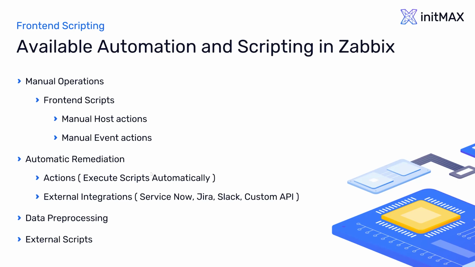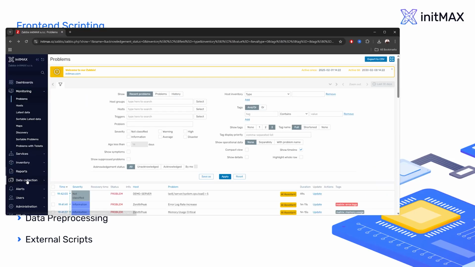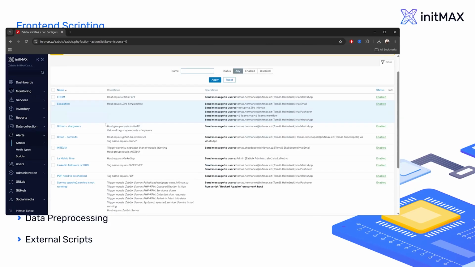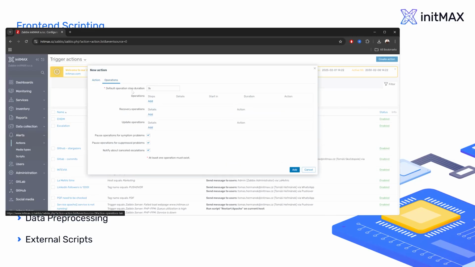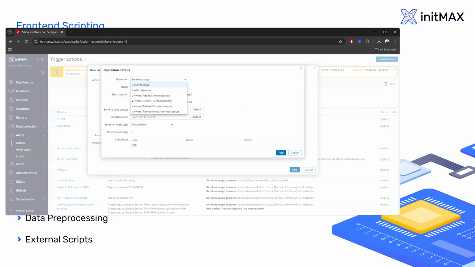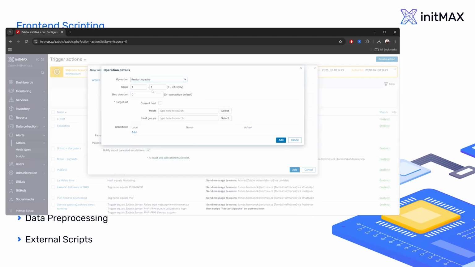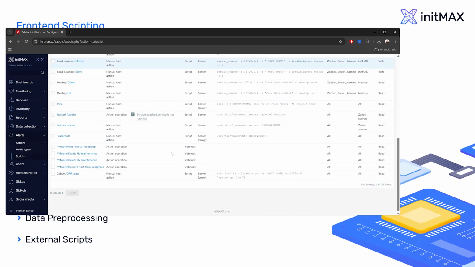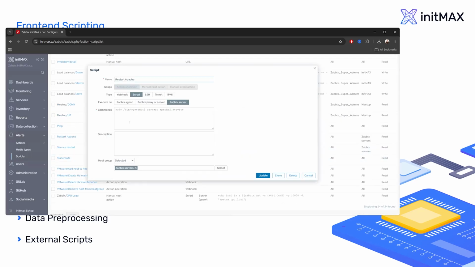And automatic remediation is like actions, which is one of the most common cases that we also talked about here, in alerts, actions, trigger actions. So every time we are executing some sort of operations, we can define here that instead of just sending a message, we can, as an example, restart Apache. And all of these scripts are in here, alerts, scripts. And here we should find restart Apache. And here we have a command. So that's just the typical terminal command as if you would SSH to the system.